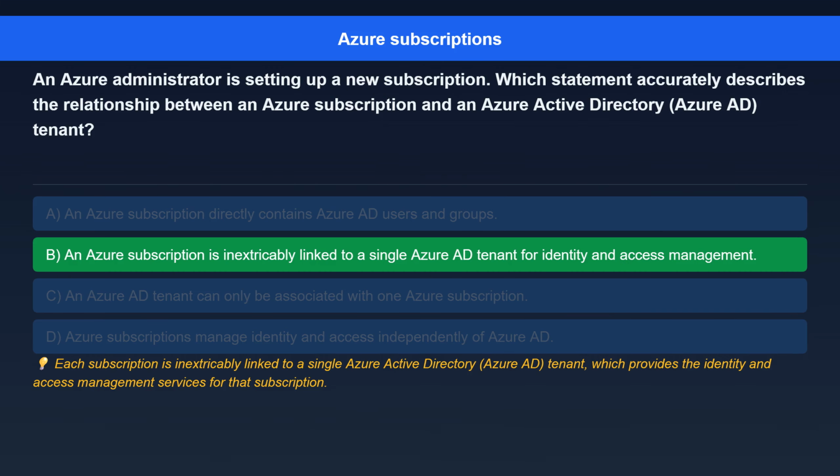The correct answer is, an Azure subscription is inextricably linked to a single Azure AD tenant for identity and access management. Here's the explanation. Each subscription is inextricably linked to a single Azure Active Directory, Azure AD tenant, which provides the identity and access management services for that subscription.